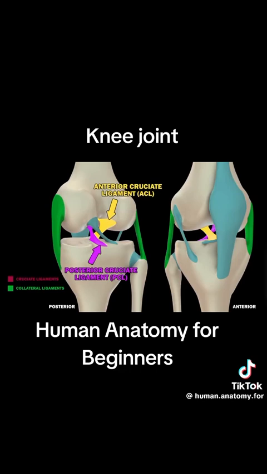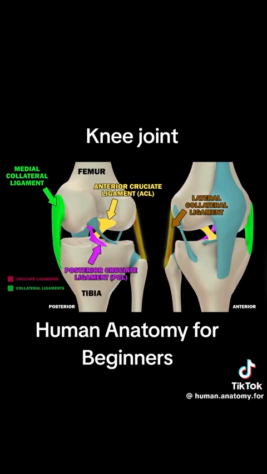Now for the collateral ligaments. There's a medial collateral ligament and a lateral collateral ligament. Medial means at the middle, while lateral means on the side. Hence, the medial collateral ligament is found on the inner side of the knee, running from the femur to the tibia. The lateral collateral ligament is found on the outer side of the knee.